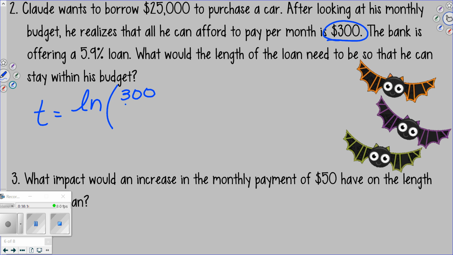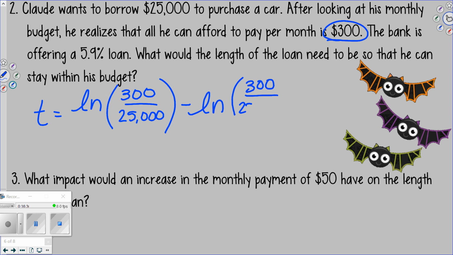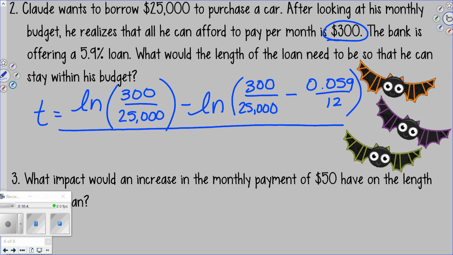So 300 divided by P, principal is 25,000, minus another natural log, 300 divided by 25,000, minus the rate, 0.059 over 12. Again, if you're scientific people, watch those extra parentheses, top and bottom. And then 12 times the natural log, 1 plus my rate, 0.059 over 12.